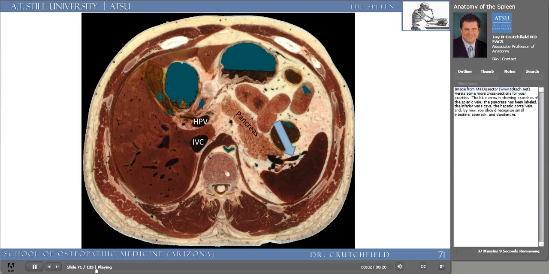Here are some more cross-sections for your practice. The blue arrow is showing branches of the splenic vein. The pancreas has been labeled, the inferior vena cava, the hepatic portal vein, and by now you should recognize small intestine, stomach, and duodenum.